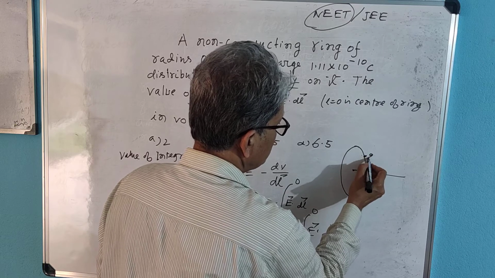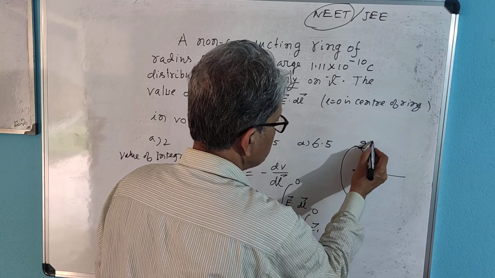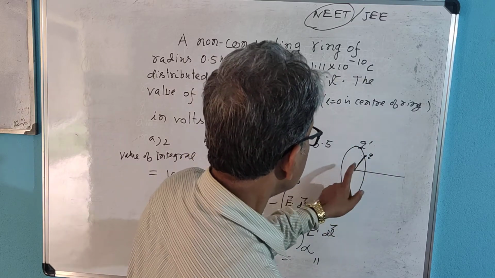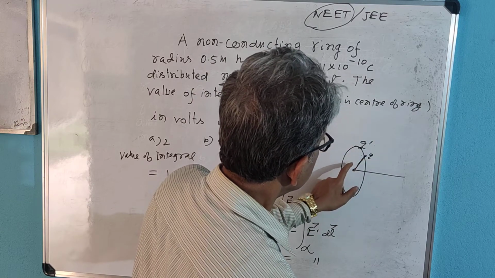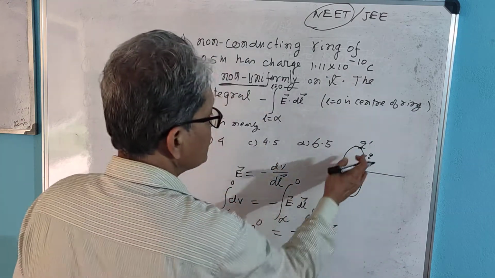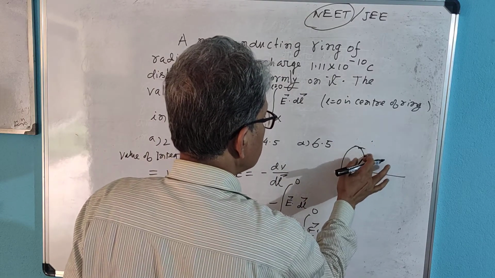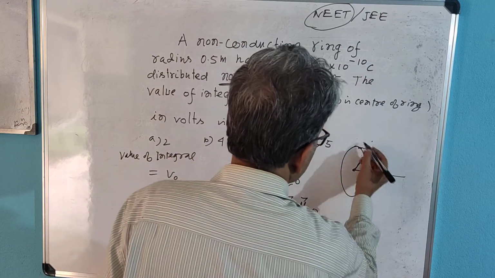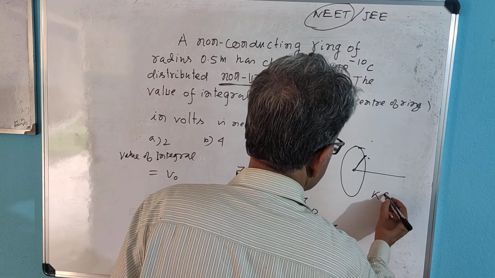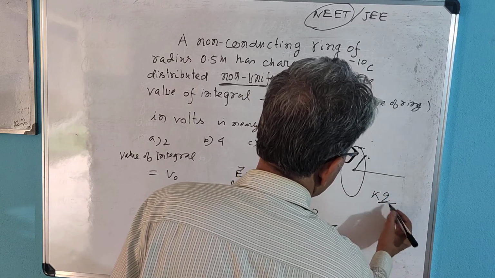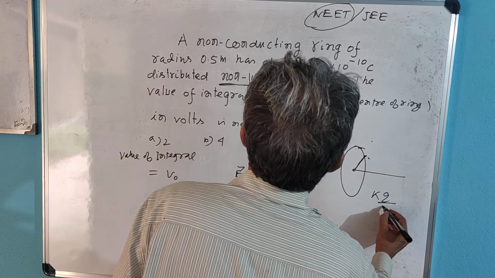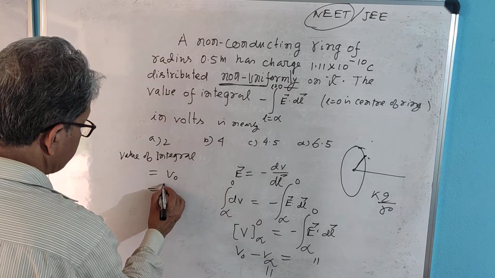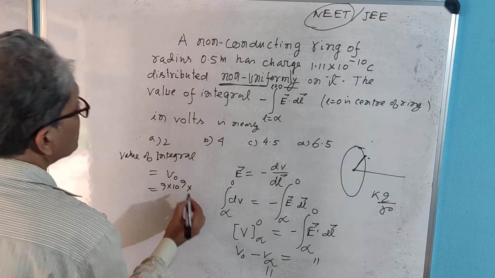Here there is Q, here there is Q dash. Q will give potential Q by R, and Q dash will give potential Q dash by R. R is the same everywhere, so the total potential will be the summation, that means total charge Q divided by R. So V0 equals KQ divided by R. K means 9 into 10 to the power 9. What is the value of Q?